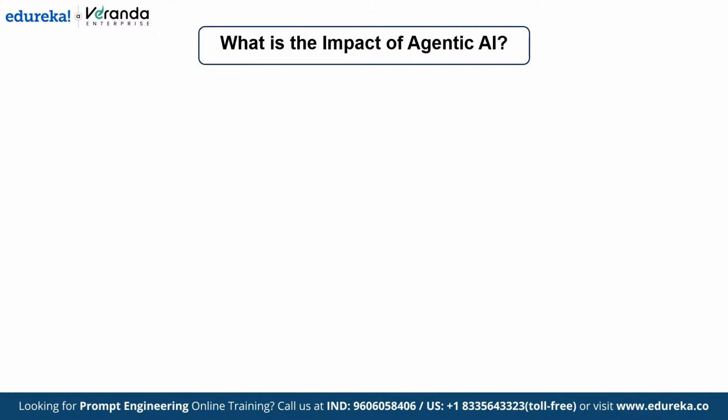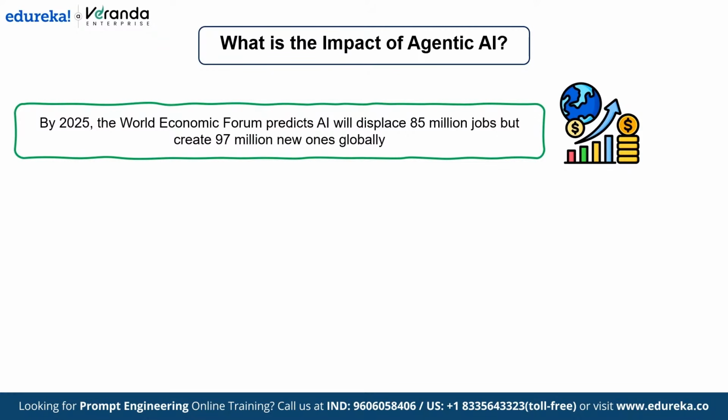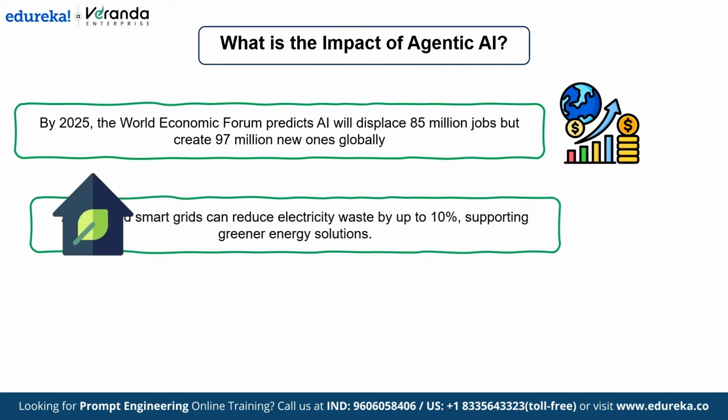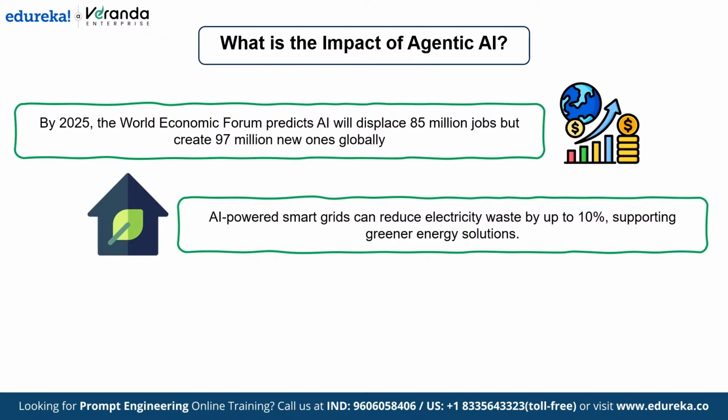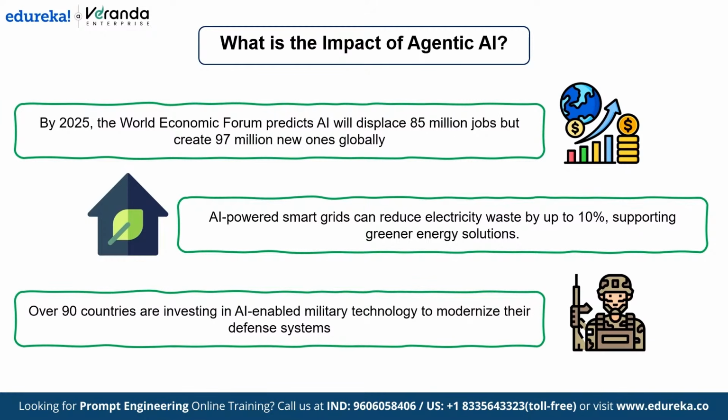protein folding problem. On a global scale, the World Economic Forum predicts that by 2025, AI will displace 85 million jobs while creating 97 million new ones, reshaping the labor market. And in the energy sector, AI-powered smart grids can reduce electricity waste by up to 10%, promoting greener energy solutions. Additionally, over 90 countries are investing in AI-enabled military technology to modernize their defense systems, showcasing the strategic importance of Agentic AI in global security.